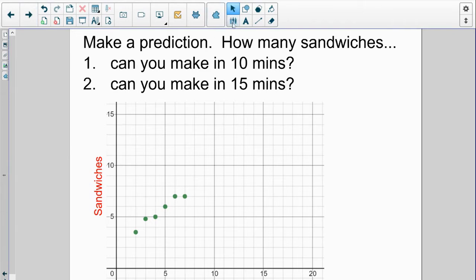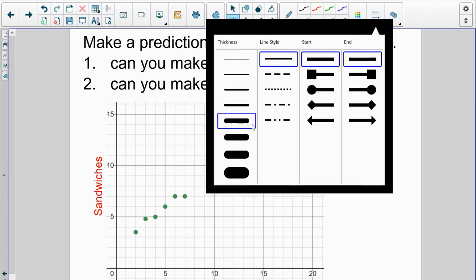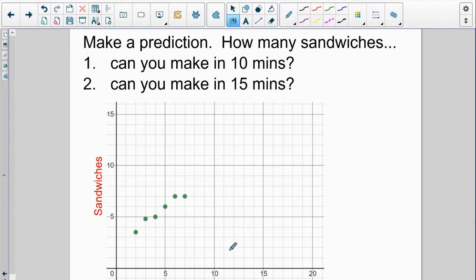All right, so one way to do this would be to just kind of eyeball it. And I'm going to take, let's see, purple. And using my mouse pointer here, I'm going to start at 10 minutes because that's the first question. How many sandwiches can you make in 10 minutes? We see the independent variable is time, number of minutes. The dependent variable is the number of sandwiches that you can make.